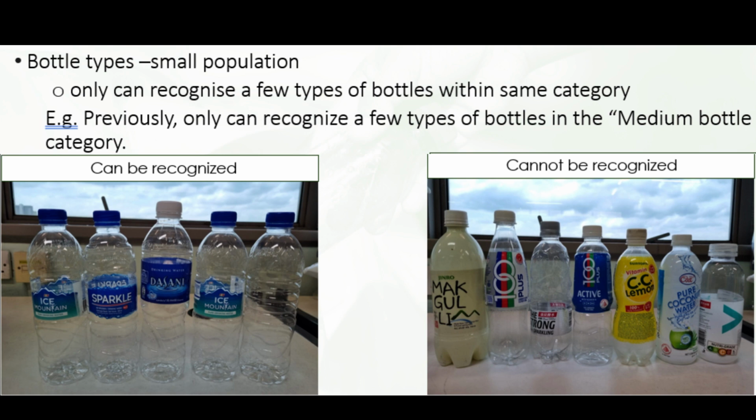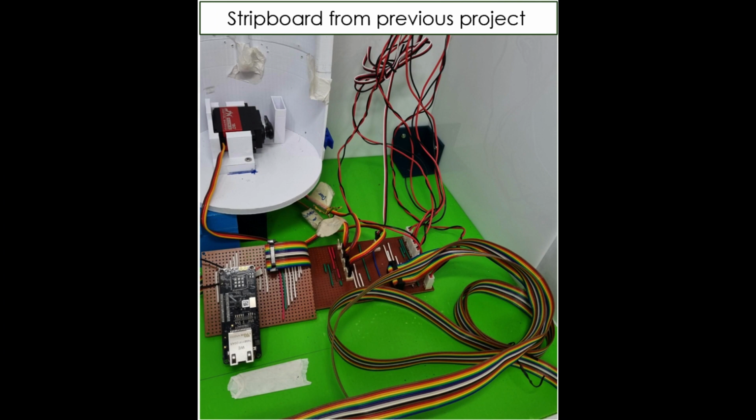The first problem is that there is a small population of bottle types, and the machine can only recognize a few types of bottles within the same category. Previously, we were using a strip board, so there were many messy wiring, and if there was a point of failure, it would be hard to troubleshoot.